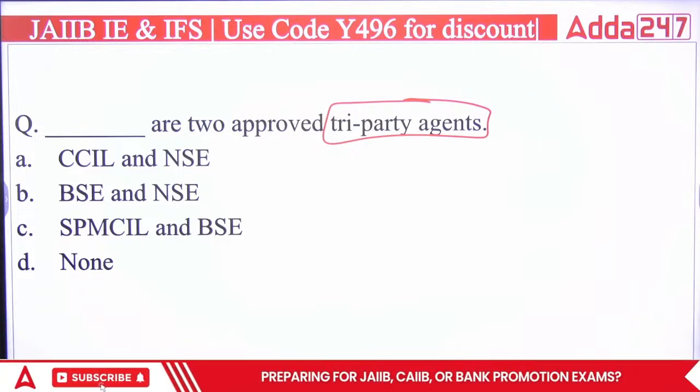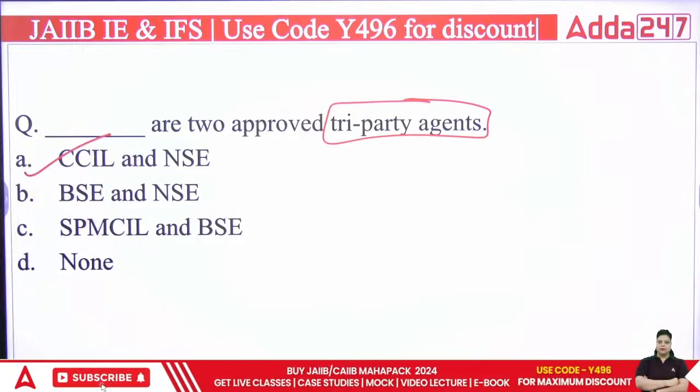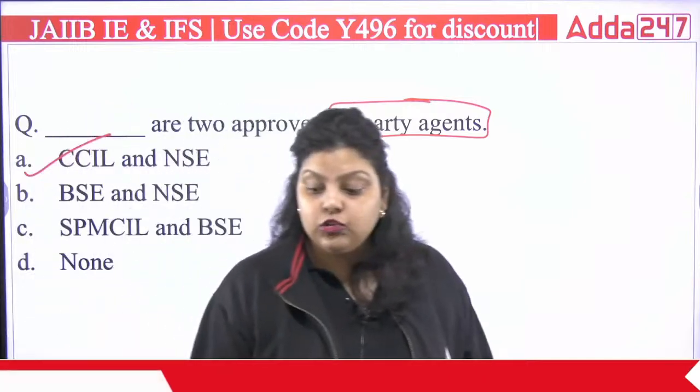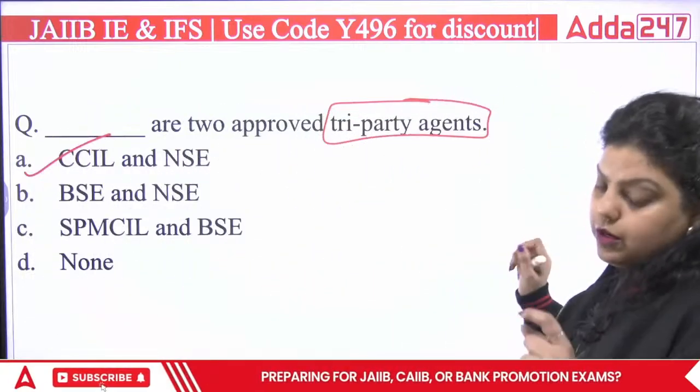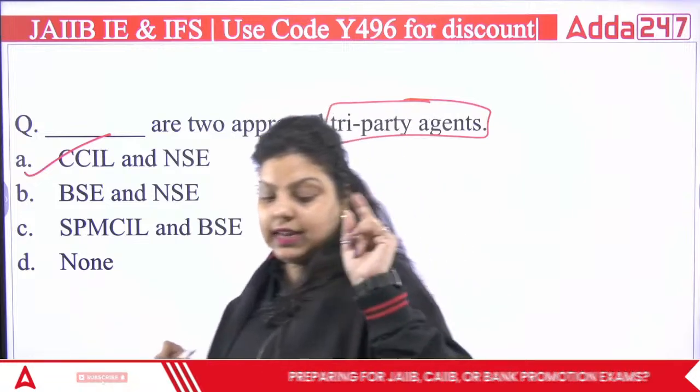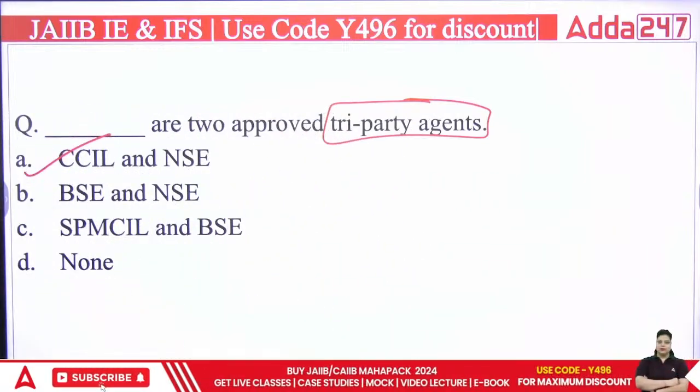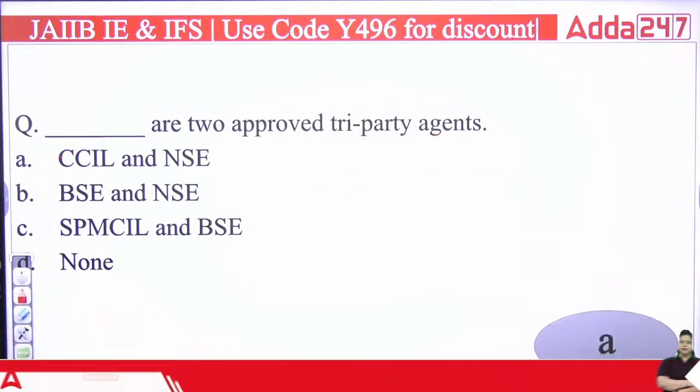And the right answer will be CCIL and NSE: Clearing Corporation of India Limited and National Stock Exchange. These are the 2 approved tri-party agents we have. So CCIL and NSE will be the right answer. Okay, your right answer will be A.